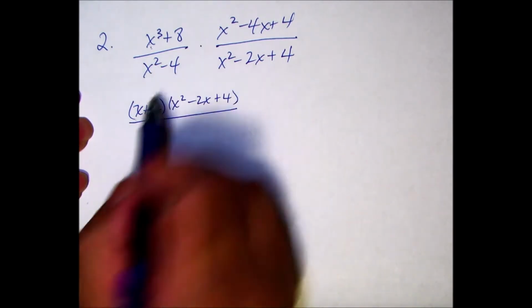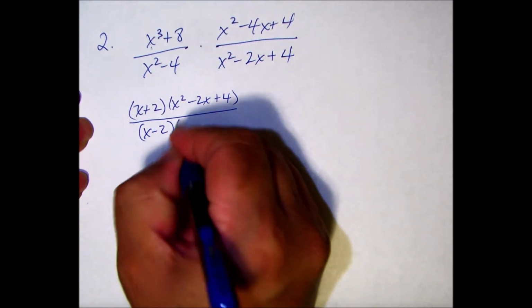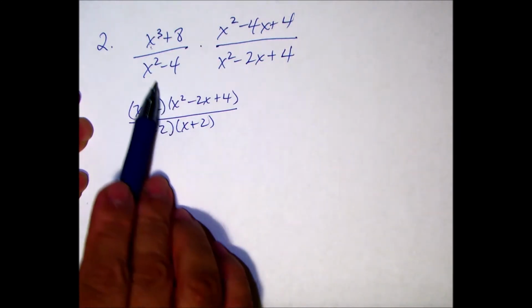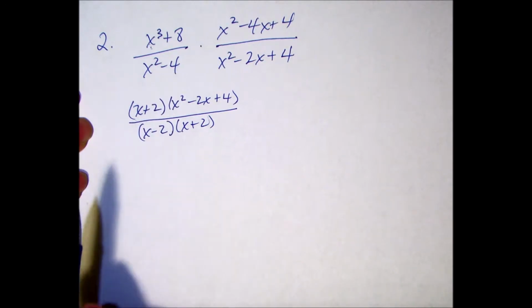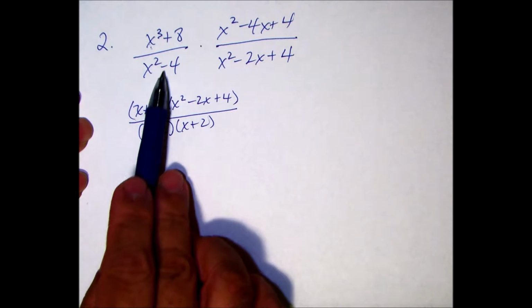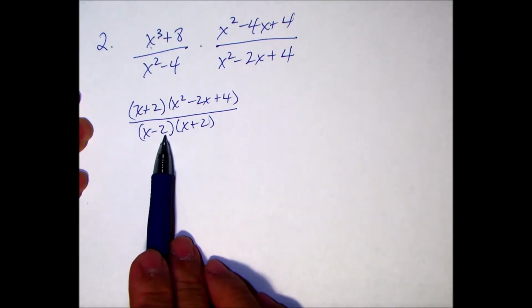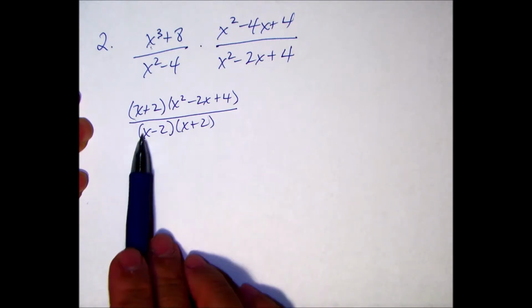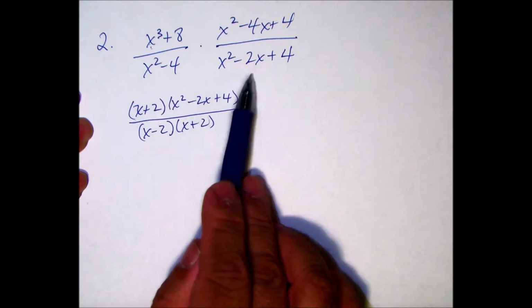Alright, I want to factor the denominator. This is a difference of two squares: x minus 2, x plus 2. That's how that works out. X squared is a perfect square. 4 is a perfect square. 4 is 2 squared. So it's x 2, x 2, and you need two different signs. What happens when you have different signs? The inside is negative 2x, the outside is positive 2x. They cancel each other out, so this one has no middle term like this one does.